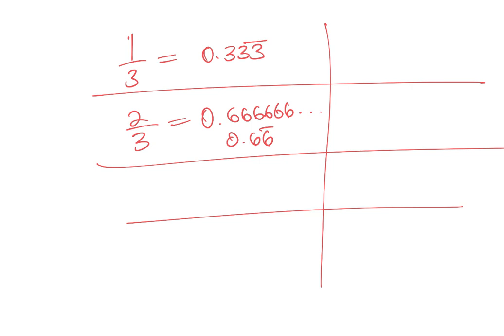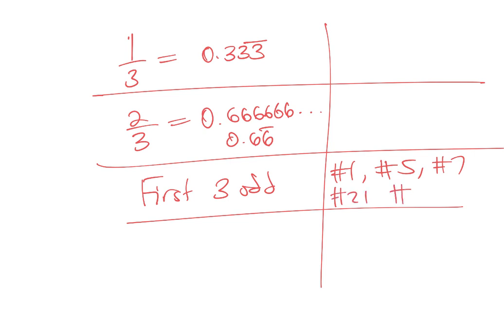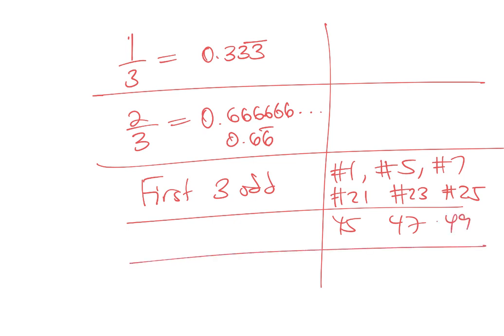Looking at the practice problems, I would recommend just doing the first 3 odds problems. So let's say number 1, number 5, and number 7 from each section. First 3 odds, and then number 21, 23, and 25, and so on from each section. I would recommend, so 45, 47, and then it moves on 49 from that section, and so on and so forth. We're just doing the first 3, and then there's 61, 63, and 65.